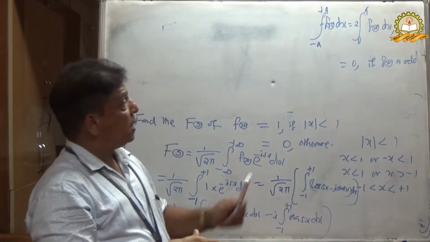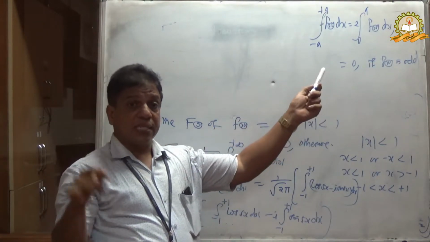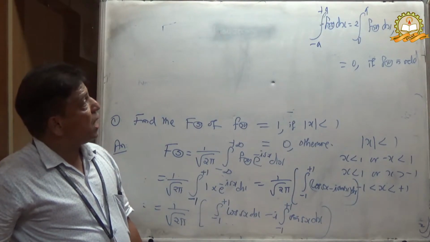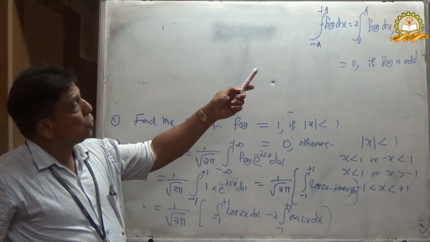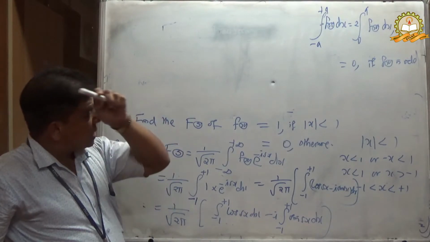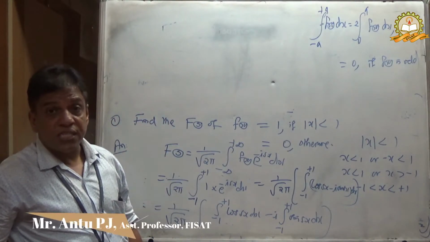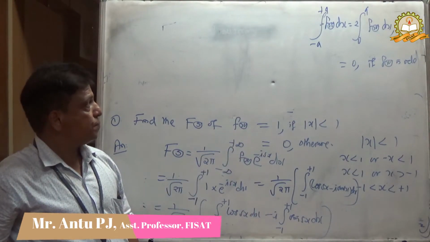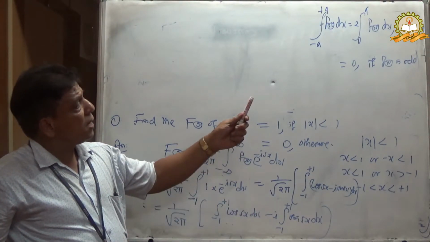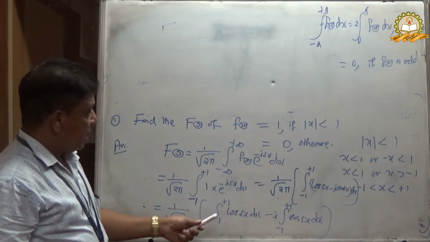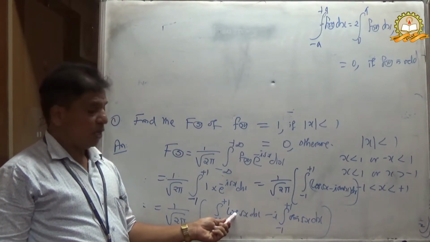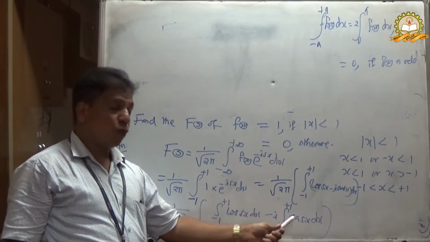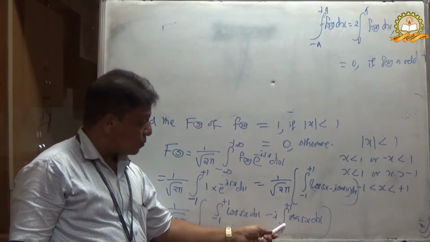We apply this result we discussed in the property of definite integral. Integral from minus a to plus a of f of x dx is equal to 2 times integral from 0 to a of f of x dx when f of x is even, and 0 if f of x is odd. When we apply these results, here cos sx is an even function, and sin sx is an odd function. Therefore, this case will be 0.